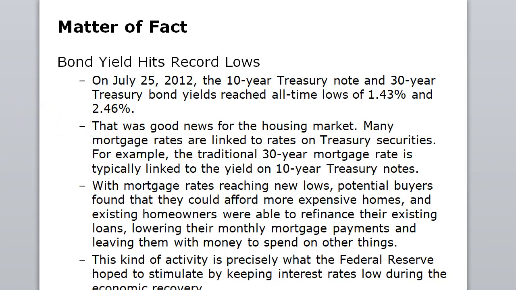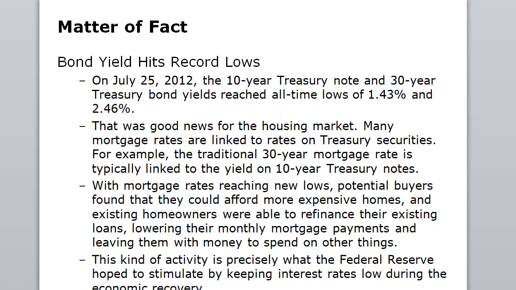So in 2012, bonds did hit record lows due to the change in the economy. So this was really good news for the housing market because it allowed 30-year mortgage rates to go very low, which stimulated the housing market, which had just suffered a huge devaluation as the housing bubble decreased.